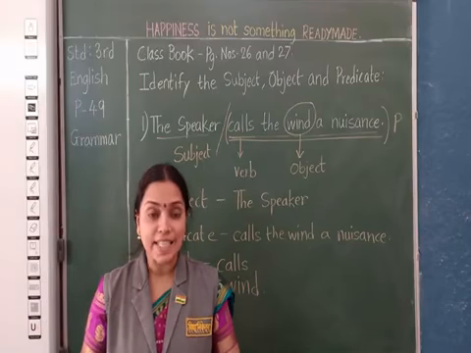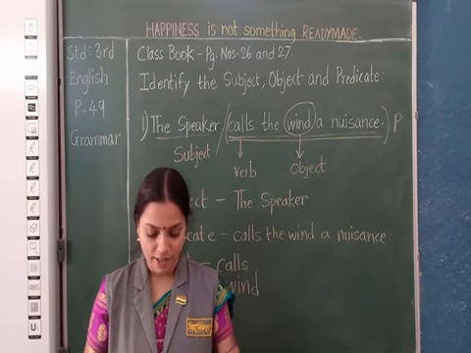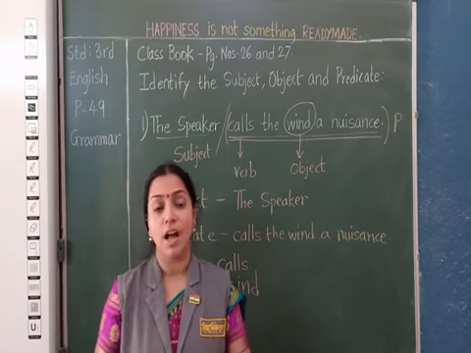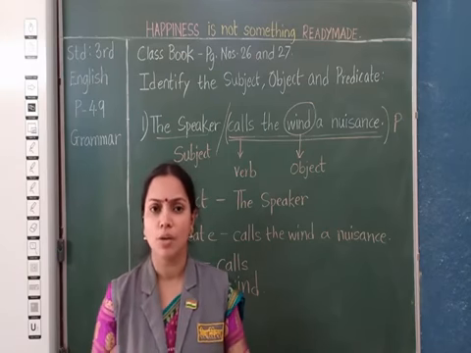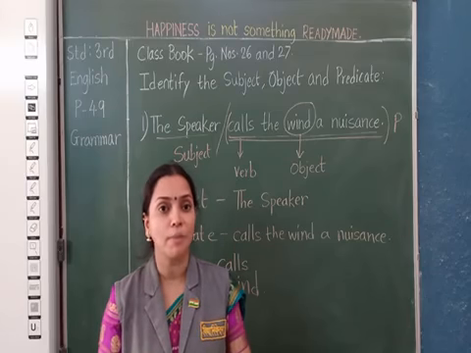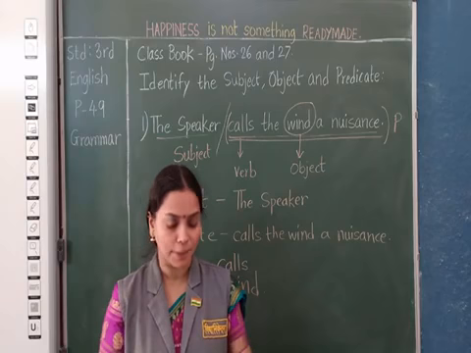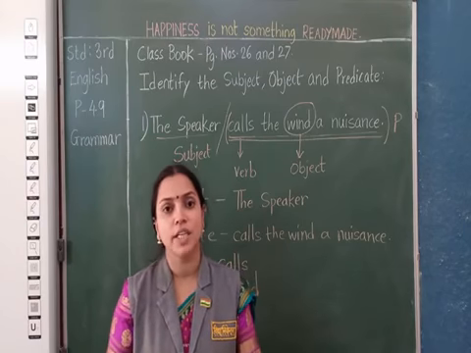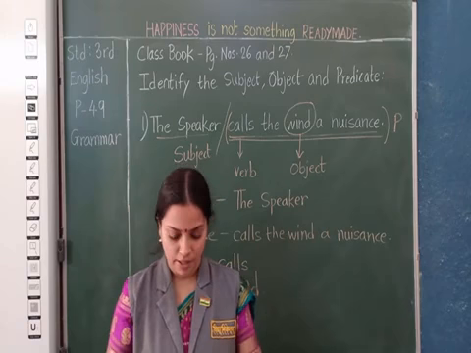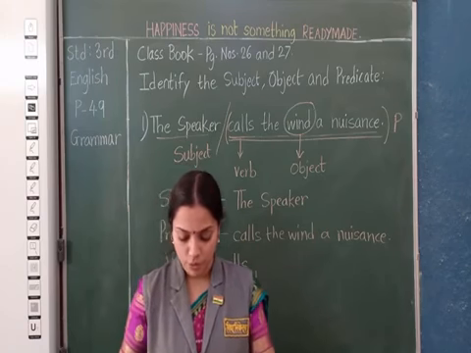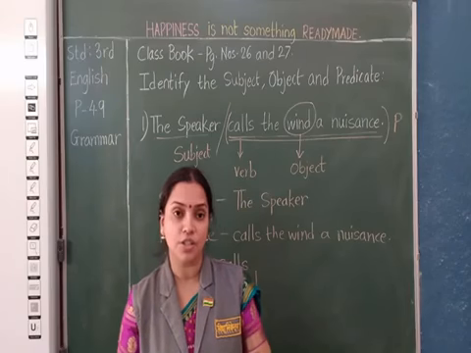Let's come to the second sentence. The wind seizes her hat and clutches her hair. Now here, after reading the sentence, you come to know who we are talking about. The sentence is about the wind, isn't it? So that is our subject. What is our subject here? The wind.